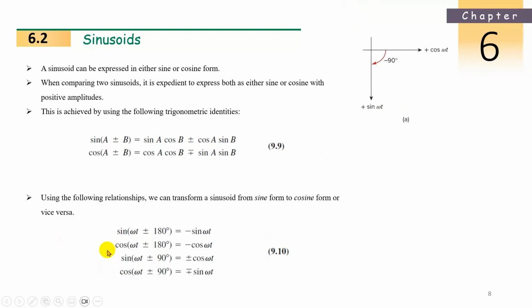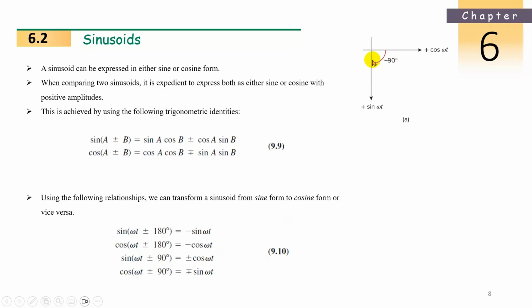Same thing if we go for the cos. Cos omega t plus or minus 180 degrees also has the same relation, minus cos omega t. So from cos omega t, if we add 90 degrees we get sin, another 90 and we get minus cos. So the plus cos becomes minus cos if we add 180 degrees. Now for sin omega t, if we add only 90 degrees, it becomes plus cos.